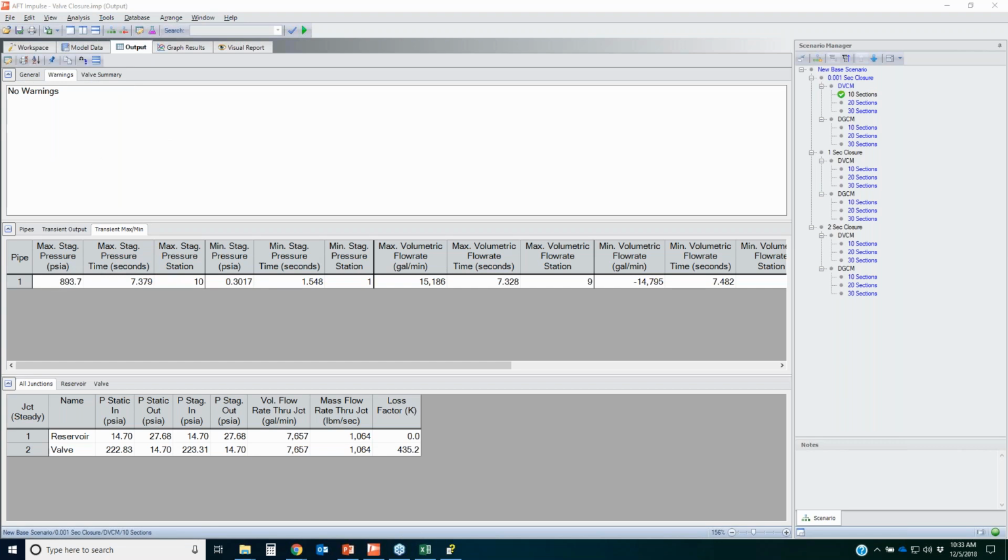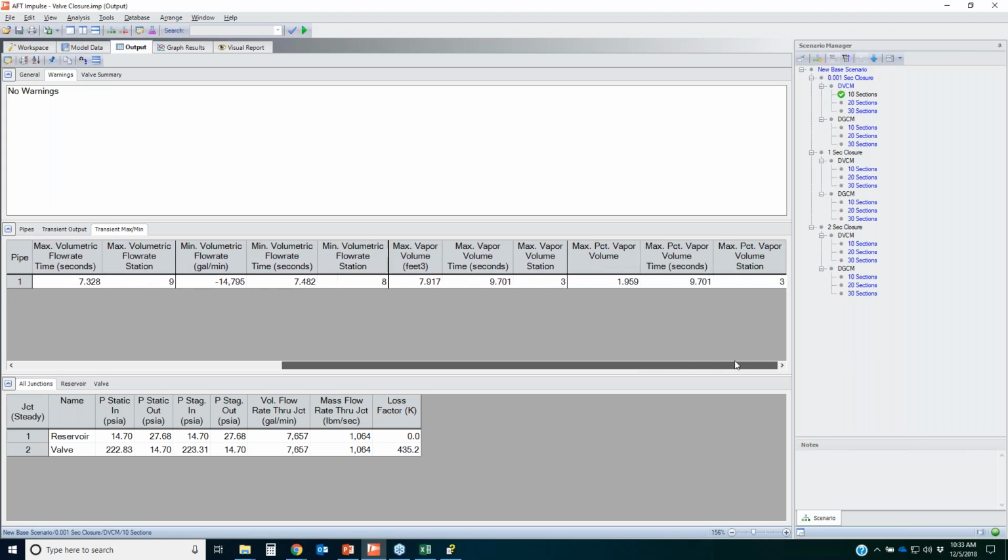What is an indication that you have cavitation when you do not have any warning messages telling you that there's cavitation? Well, the first thing that you can do is, if you scroll over here, there's a parameter for maximum vapor volume. If this is non-zero, then that implies that you've got cavitation at some point in your system. But again, this is not telling you the whole story. So what you need to do is look at things at a deeper level.